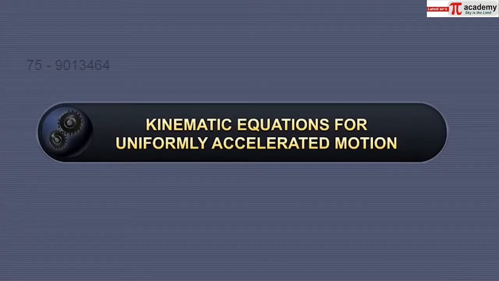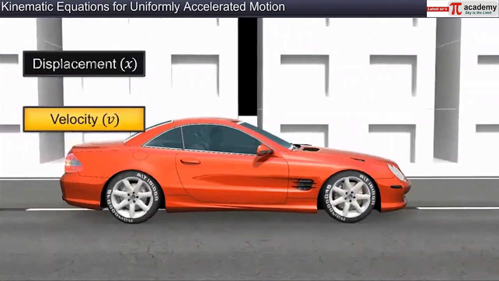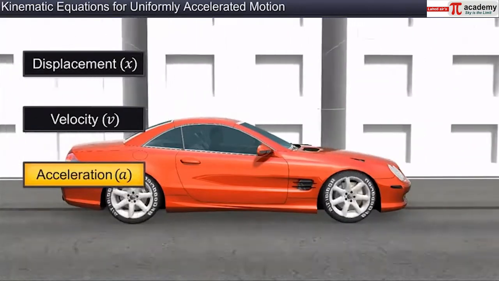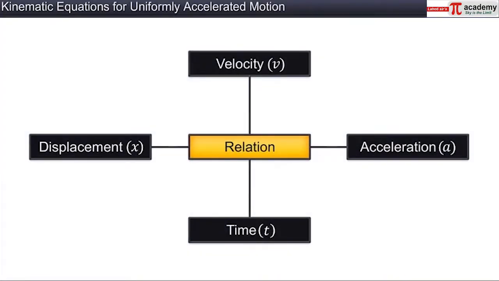In this module, you will learn about kinematic equations for uniformly accelerated motion. Displacement x, velocity v, acceleration a, and time t are related. Let's derive how each term is related to the other.